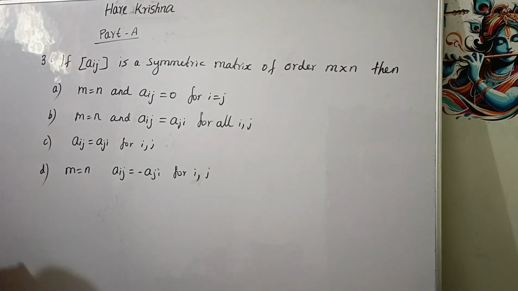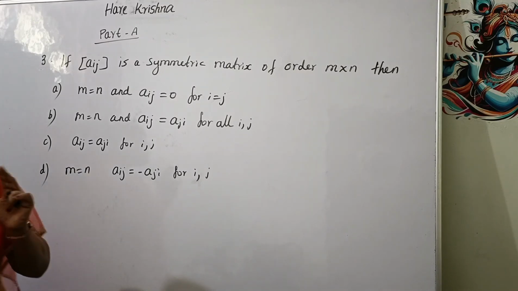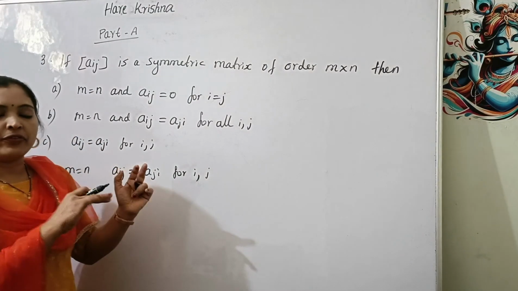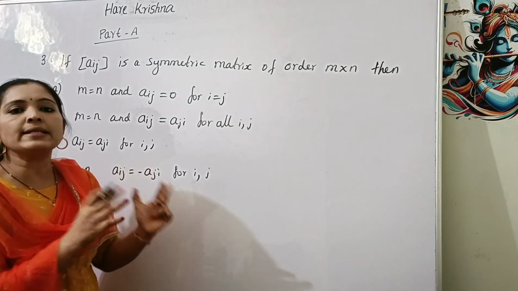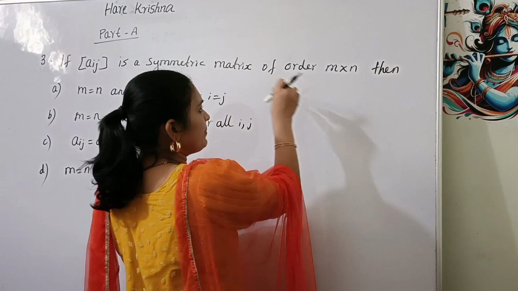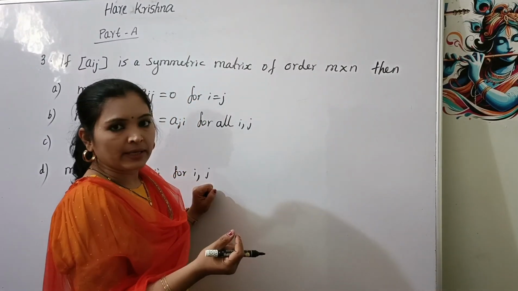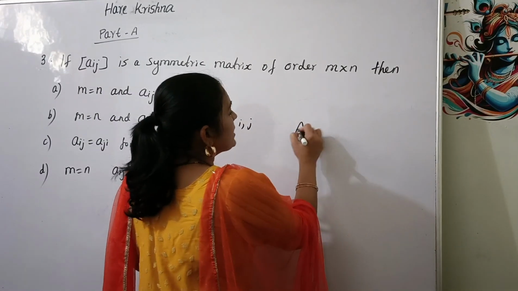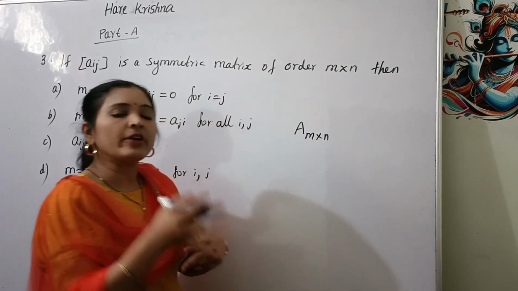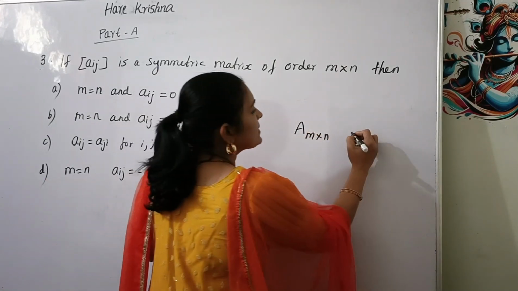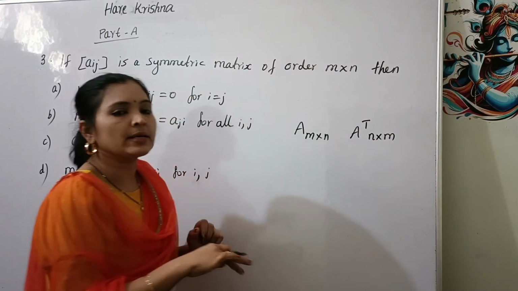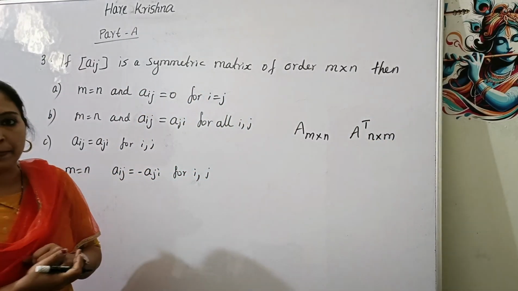Okay. So here it is given that matrix Aij is a symmetric matrix. Symmetric matrix means if A is a symmetric matrix, then A is equal to A transpose. Right? And it is given that the matrix is of order m by n. Suppose A is a matrix of order m by n. Then what is the order of A transpose? A transpose is a matrix of order n by m.